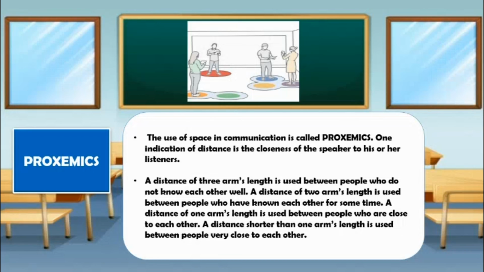In addition, any large object such as a table between speaker and listener gives the feeling of distant relation. It may show authority on the part of either one of them.